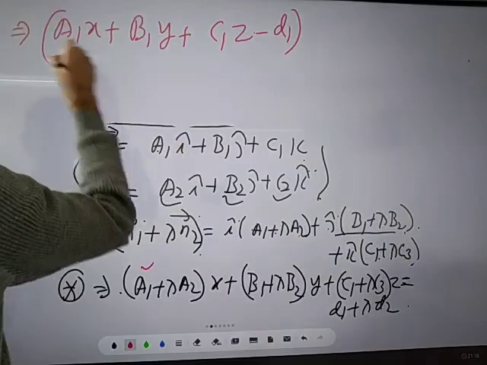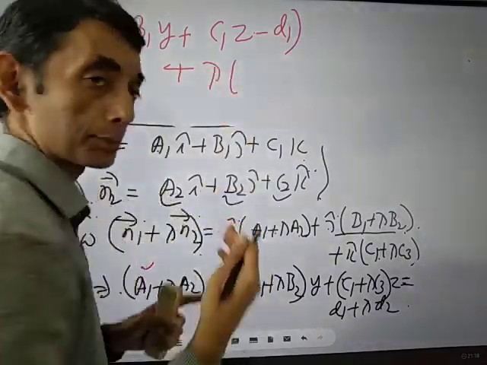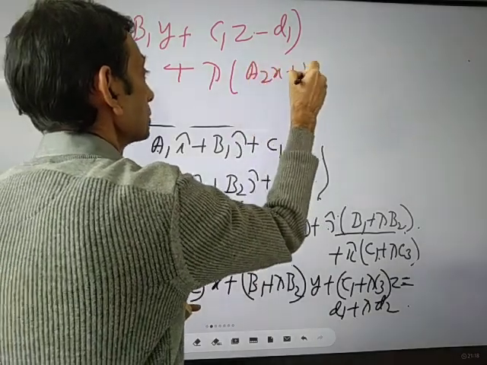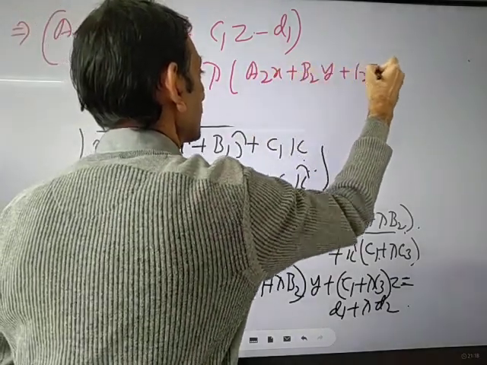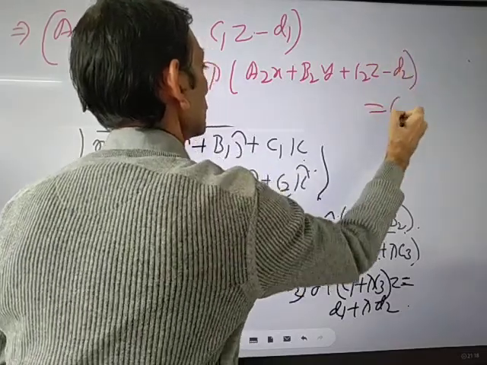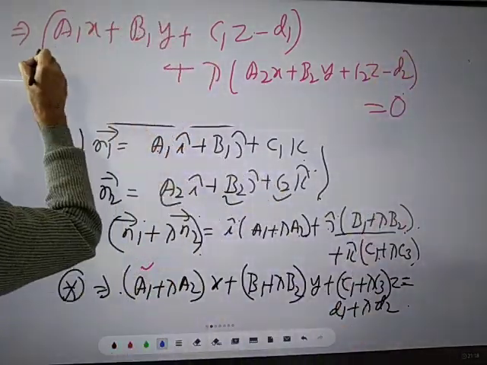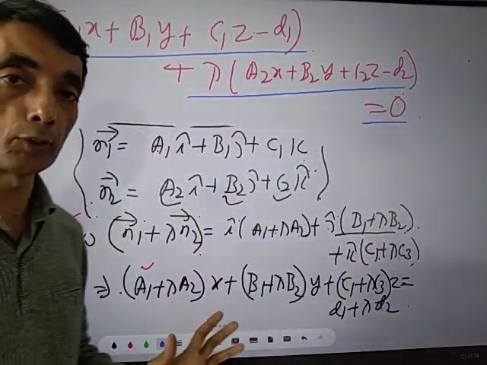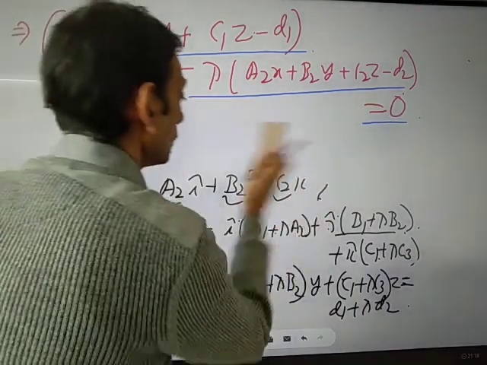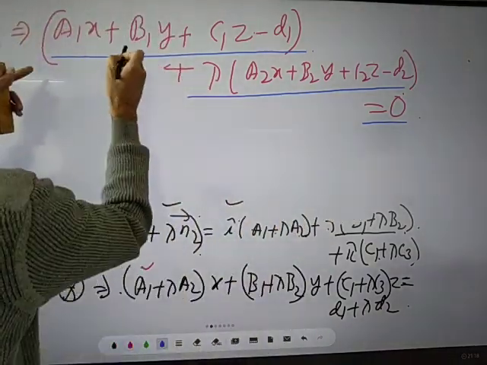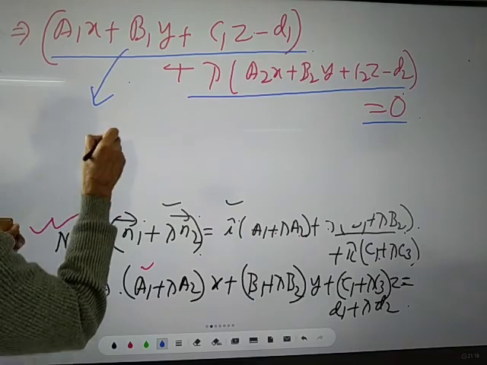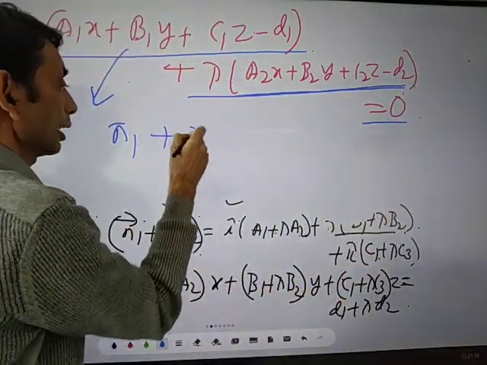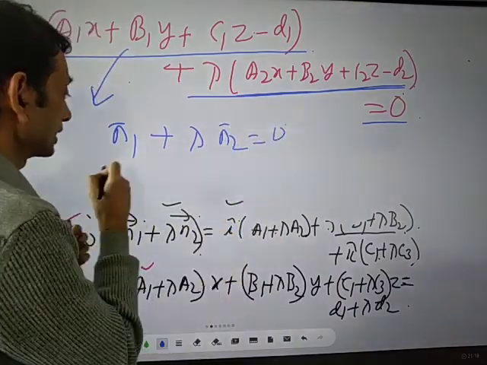So you got this, and take all remaining terms, you know the lambda is there, so take lambda common, so it will be a2x plus b2y plus c2z minus d2 is equal to 0. This is a very important and simple equation of plane in Cartesian form. Very easy to remember, okay, very easy to remember. This is the equation of the first plane, that is pi1. This is the equation of the second plane, that is lambda pi2 equal to 0.